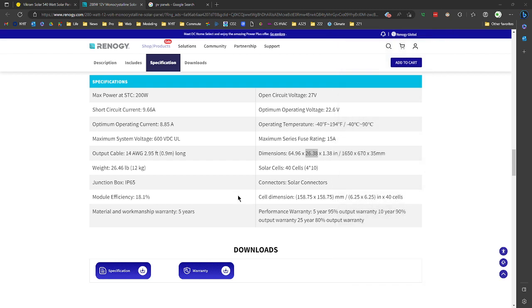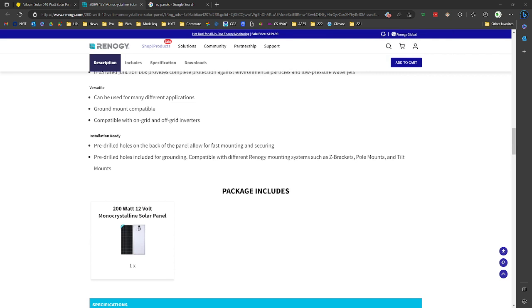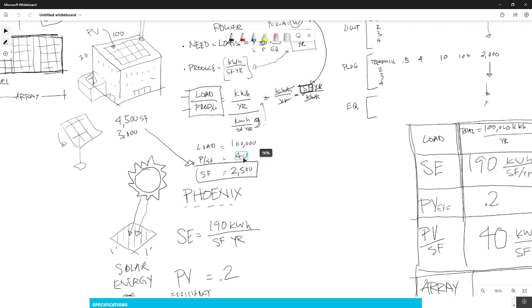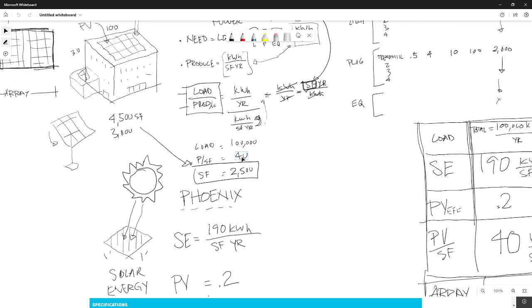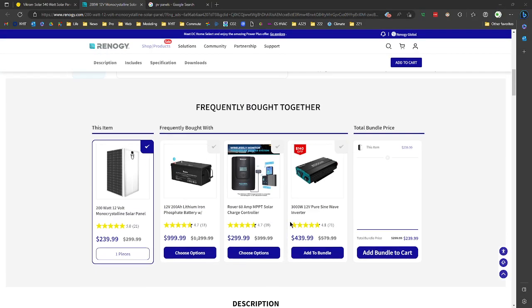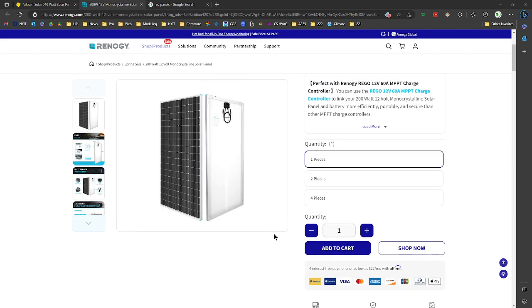So if we go back and look at what we came up with for Phoenix, it was 40 kilowatt hours per square foot per year. So we're well below that now, but we haven't actually figured out how much this panel would produce on the site. So let's go there.